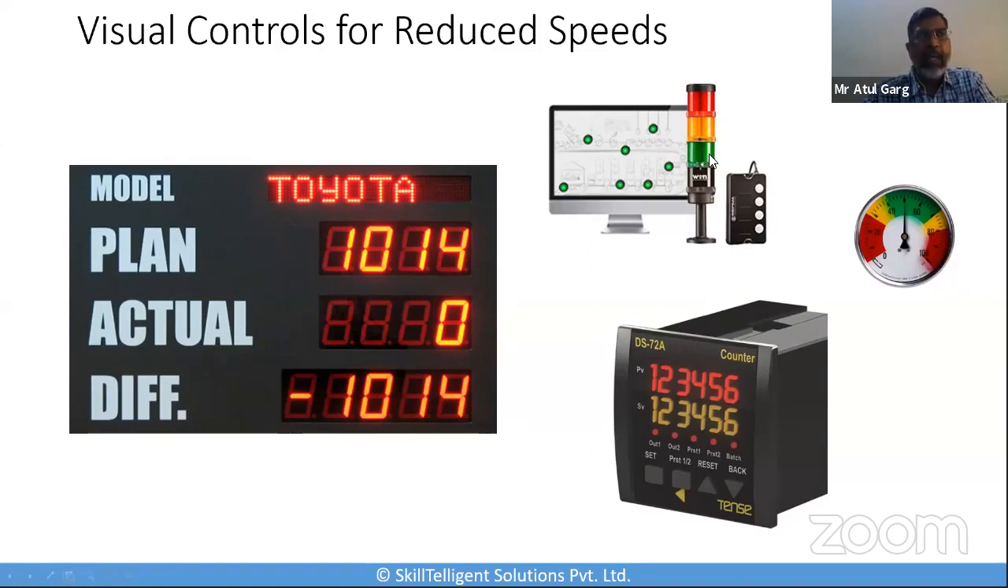And if it is an electronic machine or it has a good amount of electronics, it could also show you that it is not running at a proper throughput. So that also it can show you. So from a distance itself, you can make out that my machine is not working properly. I can intervene over here. Okay. So that is the reduced speeds.